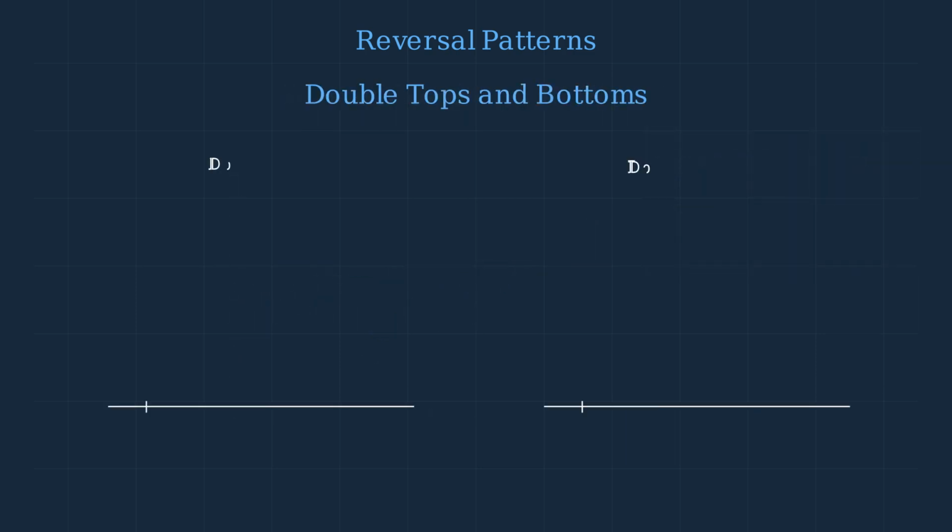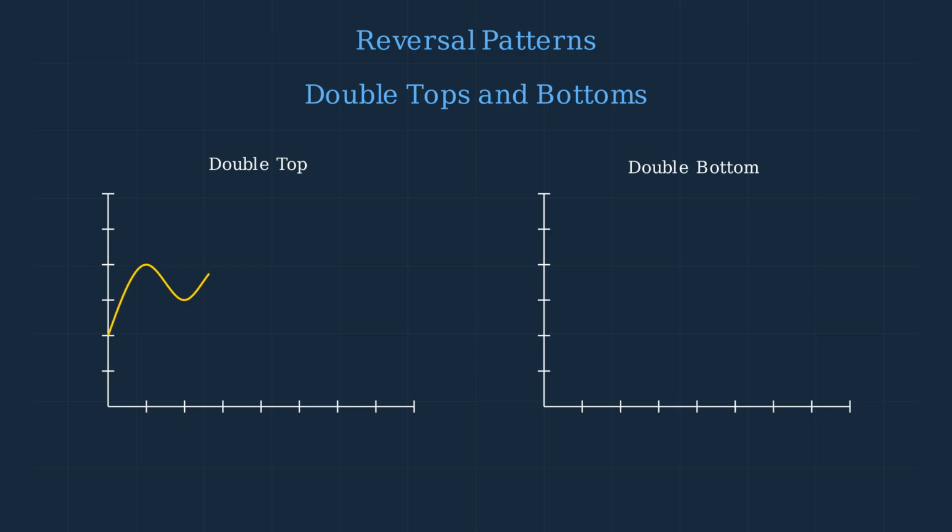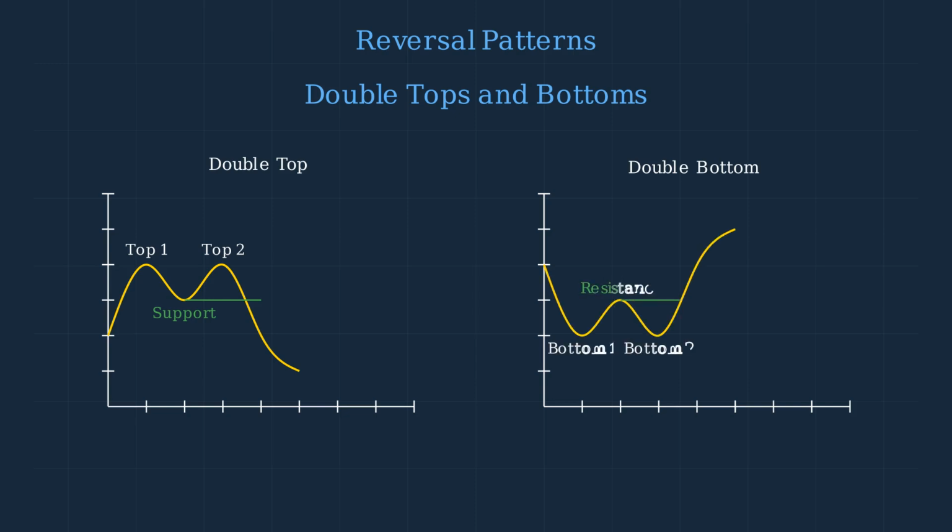Double tops and double bottoms are among the most recognizable reversal patterns. A double top forms when price reaches the same resistance level twice and fails to break through. Similarly, a double bottom occurs when price tests the same support level twice before rebounding. These patterns represent 2 failed attempts to continue in the original trend direction.